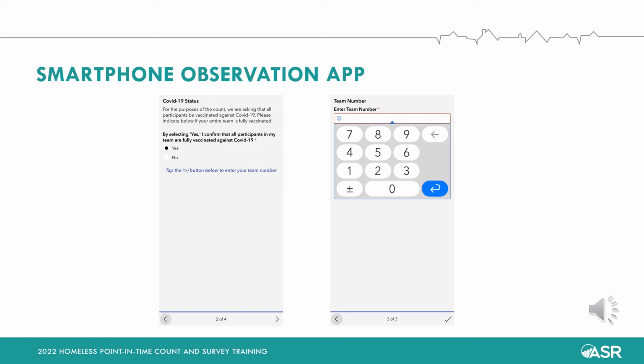In the next screen, you are required to enter in your team number, which will be assigned to you within 72 hours of the count via email.